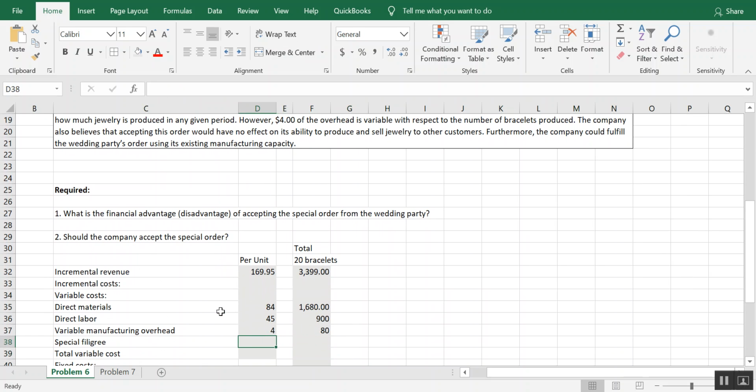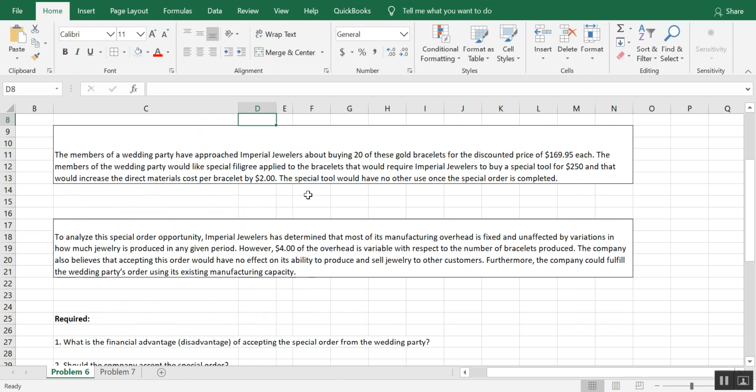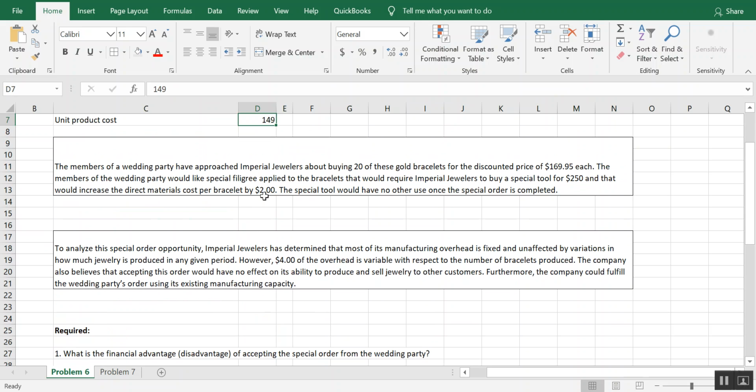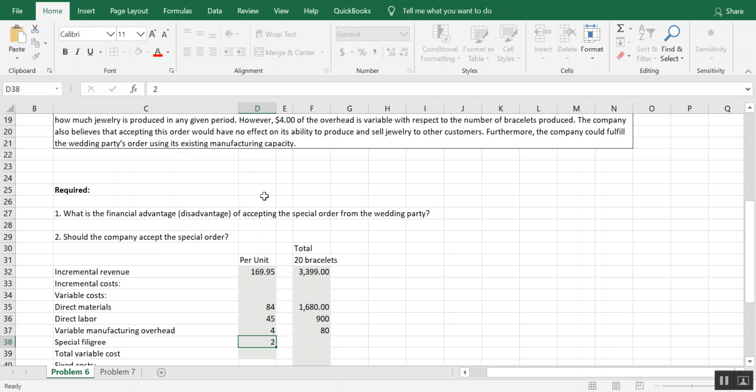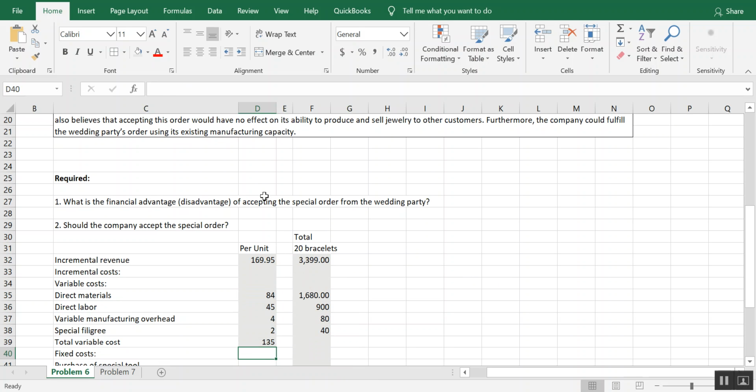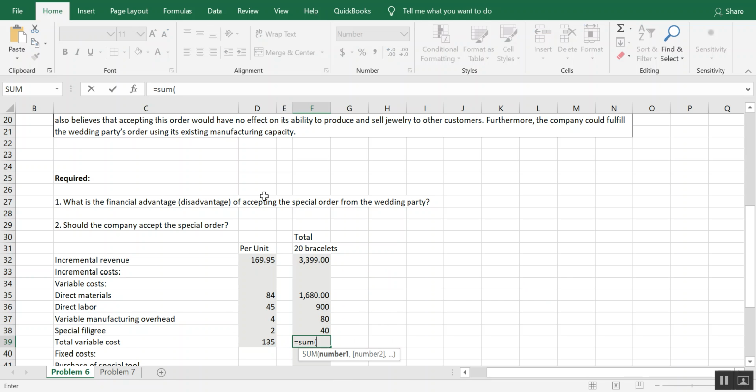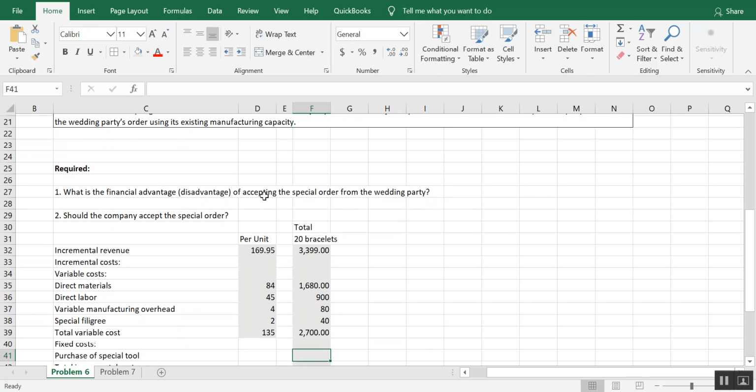We do have a special filigree that we need to put on the bracelet. So that is this $2 item right here per bracelet. So we're going to add that as additional cost, and that will be $40. And so we have total variable cost on a per unit basis of 135, and we have total variable cost in total for the whole order of 2,700.